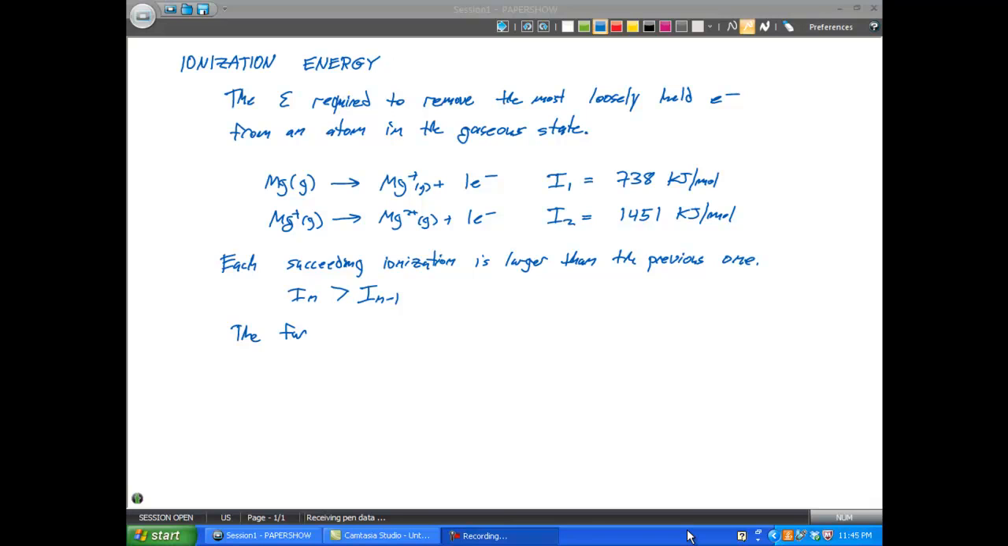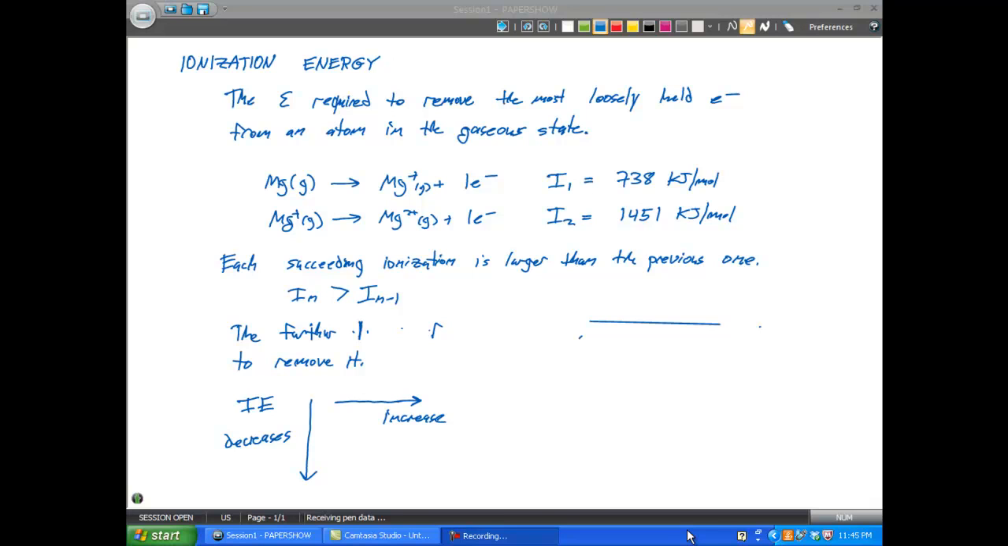So what we can say, and we can generalize this trend, is that the further the electron is from the nucleus, the easier it is to remove it. And the general trend in ionization energy that we're going to observe is ionization energy decreases as we move down in the periodic table, and it's going to increase as we move from left to right.